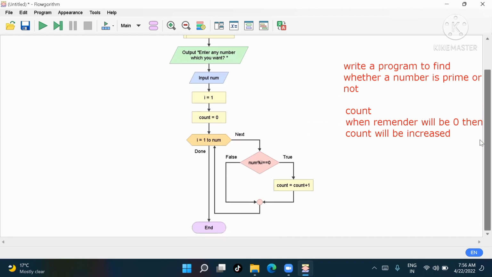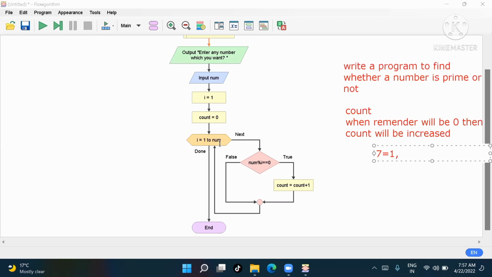Understood this? Look here first. For example, we'll take 7 here. It will check 1 to num, so here it is 1 to 7. Here num means 7, remainder i. Num is 7, and it will check from 1. Then we'll get 1 here.